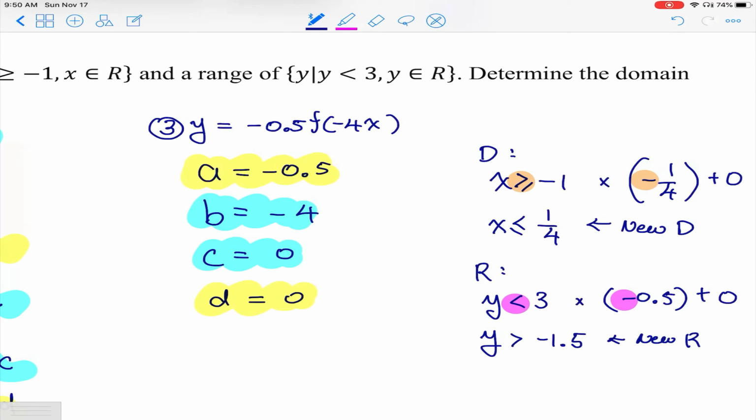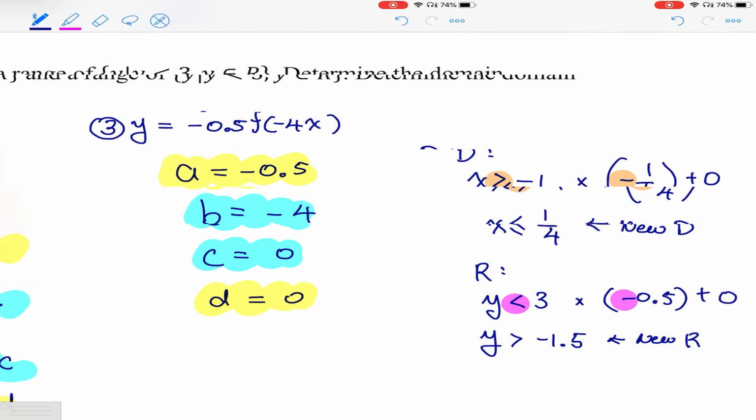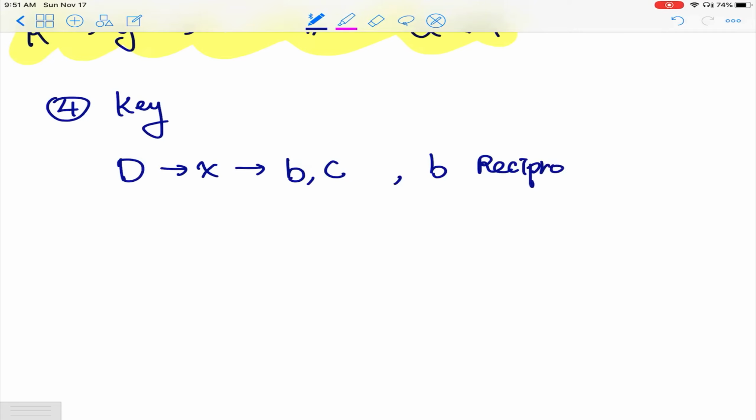Something you have to be careful of is the inequality's opening side based on the sign of the number that you're multiplying. The key here is very simple. Your domain, which is the x value, is affected by b and c, and the b always affects it reciprocally. Remember that, please. This is quite important. Do not just multiply the b.